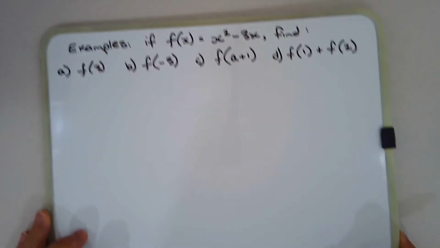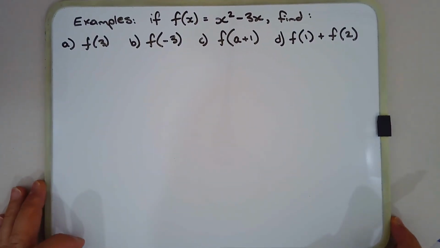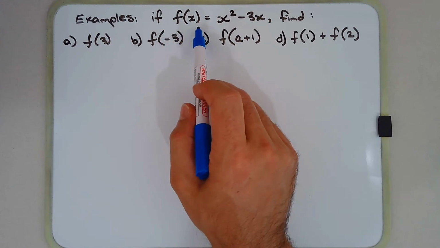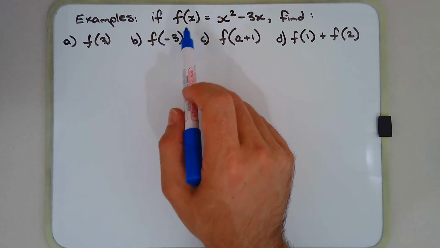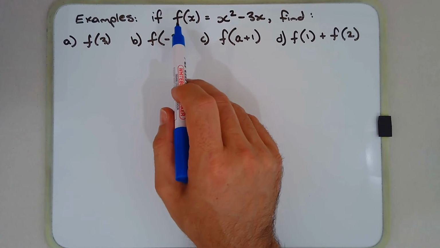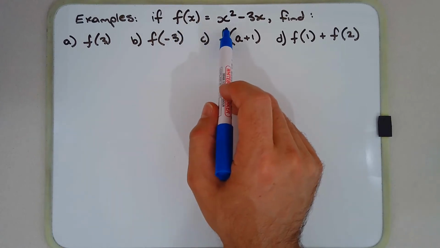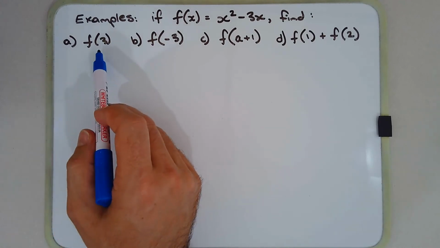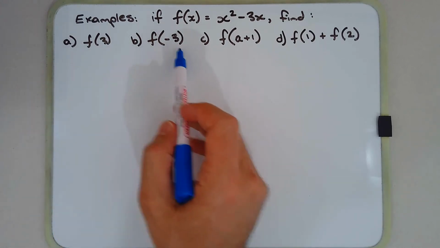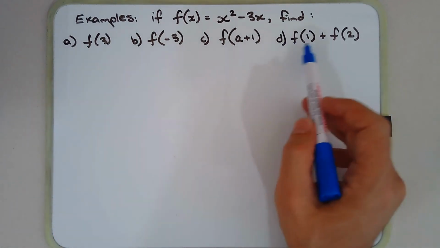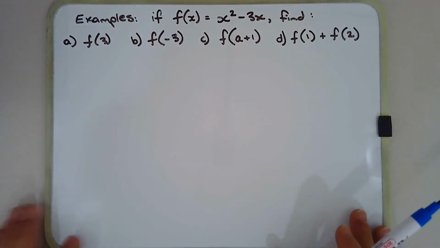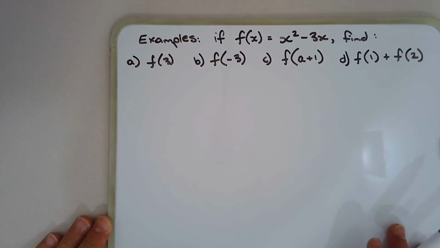So here are some examples, and I've defined a function. If f of x, so hopefully you start getting used to saying that when you see this notation, if f of x is equal to x squared minus 3x, find f of 3. You've got f of negative 3, f of a plus 1, and finally f of 1 plus f of 2. So let's do the first one. I'm just going to move the board over there.